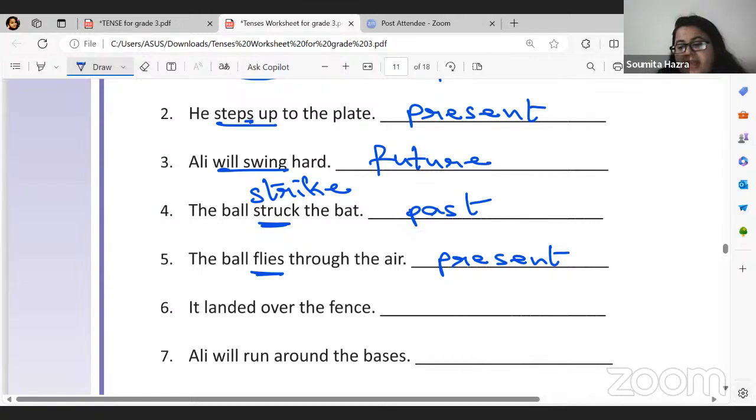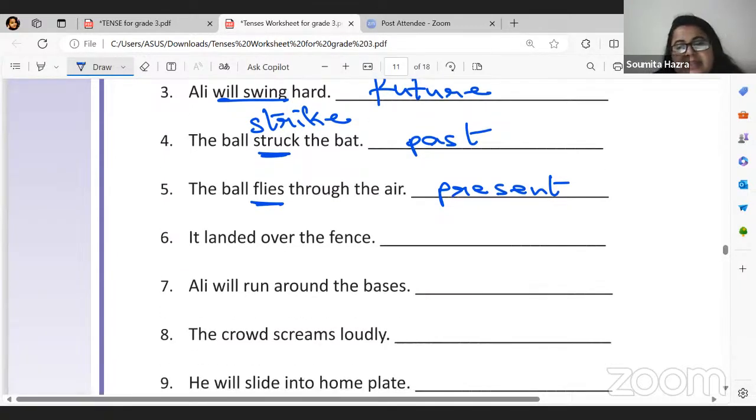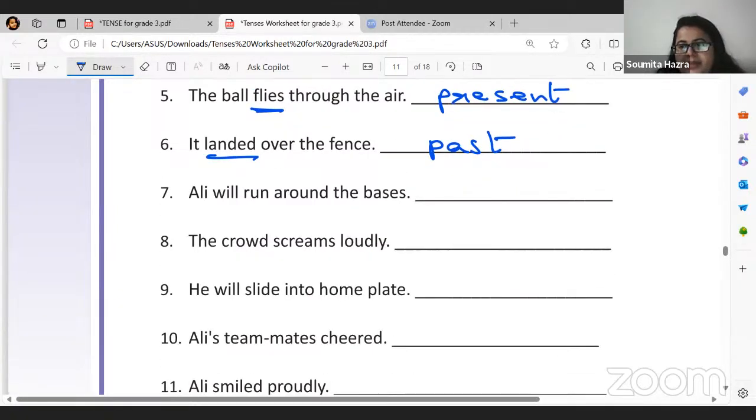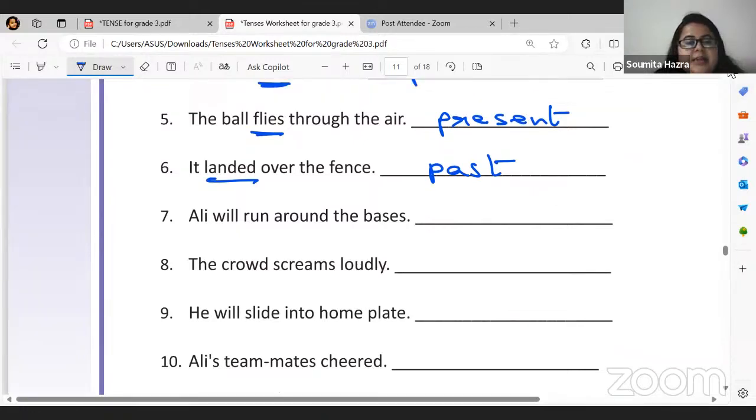Number 6. It landed over the fence. Landed. 6 is past. Okay. I will give you 30 seconds to complete till 10. Number 7. Ali will run around the base. Number 7. Future. Very good.